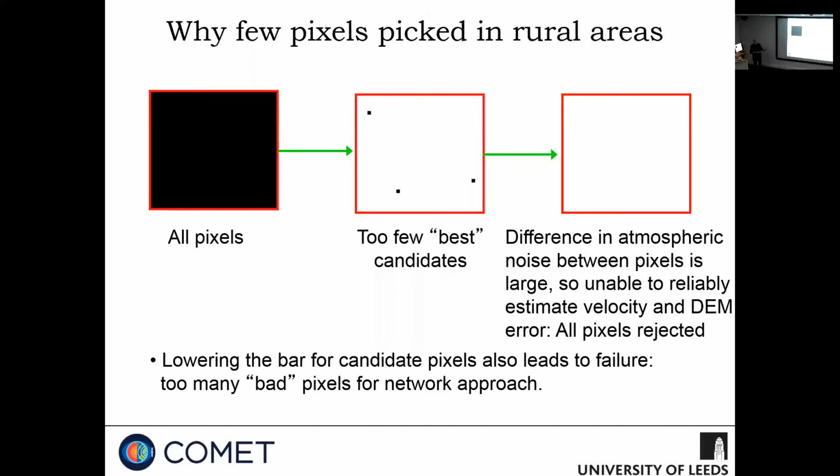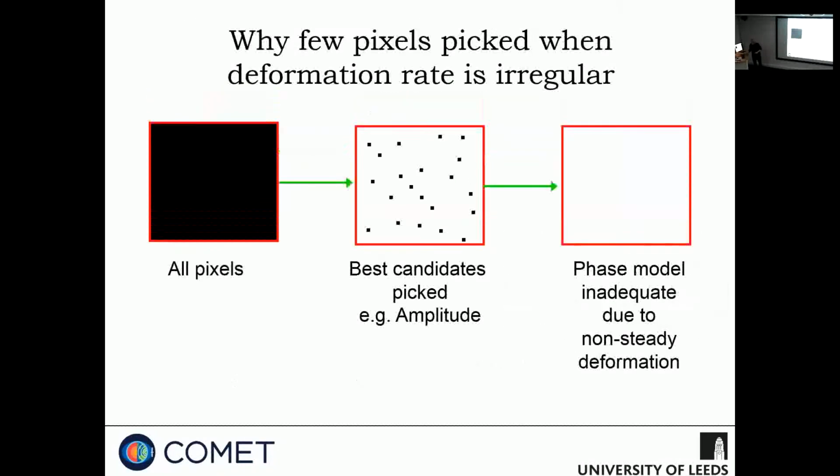So for it to work, it has to be the case that most of the pixels that you think are good in the first place actually are. If you get too many that aren't, then you also fail. The other reason it might fail is because you have to model the phase, the deformation in this case, and your model is inadequate. So if you're not really steady state, then you should also fail, and you can interpret what's actually deformation as noise.